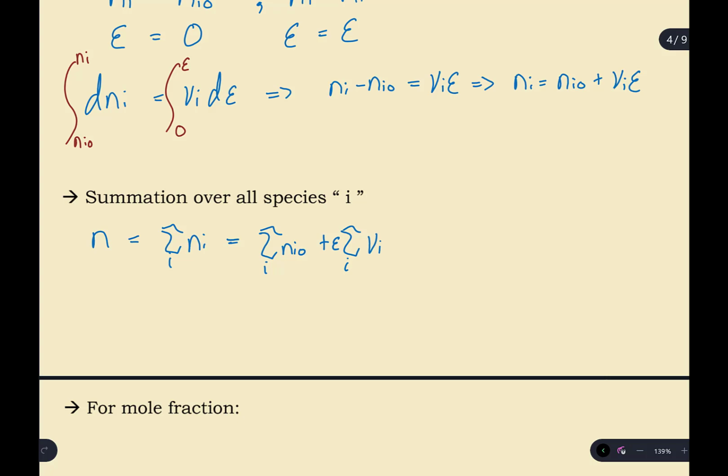We can also simplify this to another expression. This here is simply n, which we have up above. Then the initial moles, the sum of n_i naught, we can also write as n naught, the total of initial moles, plus the reaction coordinate, which stays the same. This here would be what in this case?